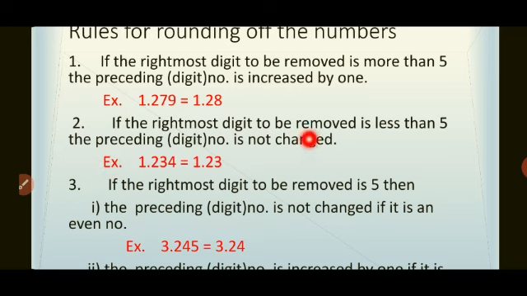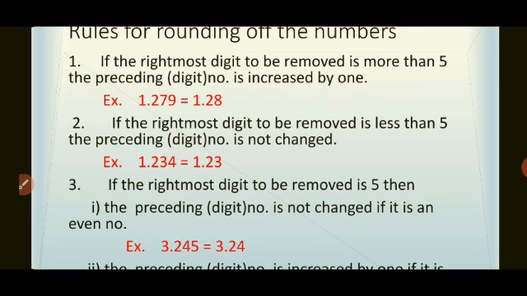If the rightmost digit to be removed is less than 5, then the preceding digit is not changed. For example, in 1.234, this 4 we have to remove, and hence what do we write? 1.23. Why? Because the digit which we are removing is less than 5.